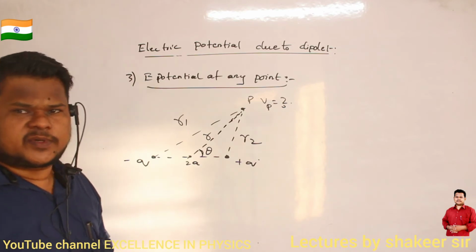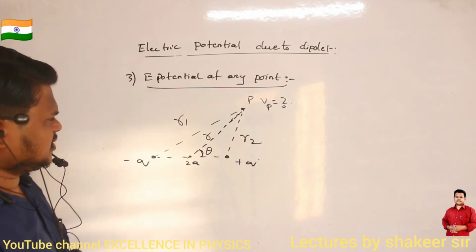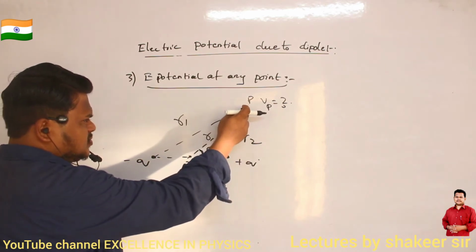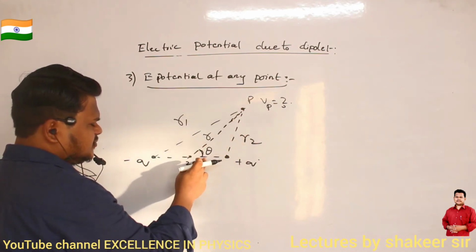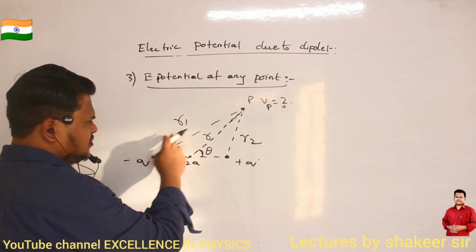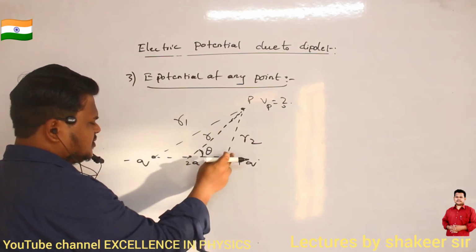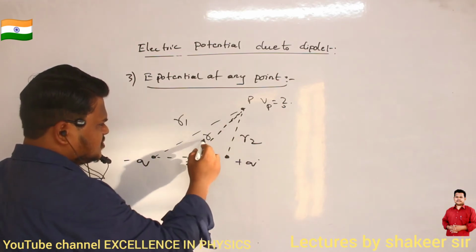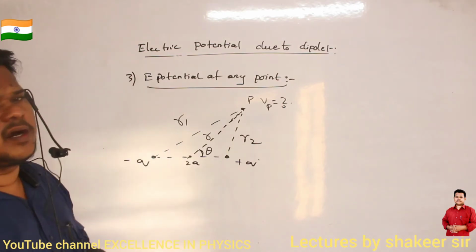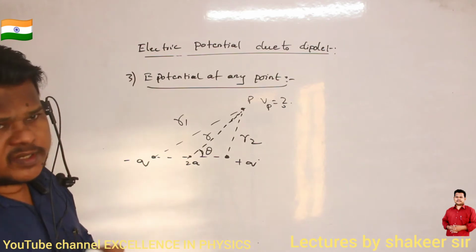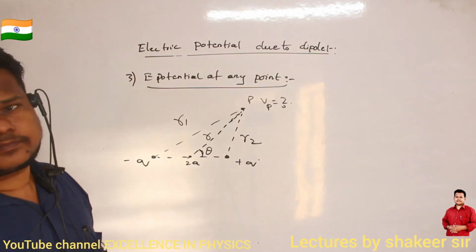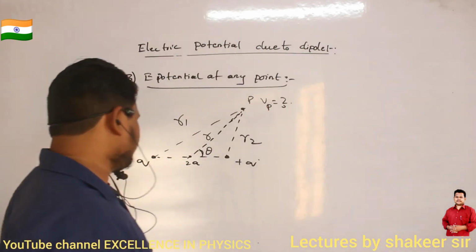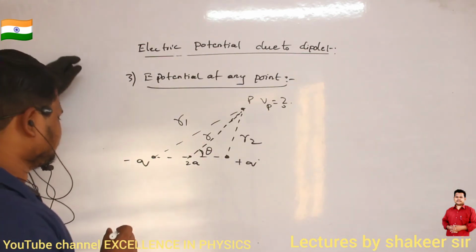Are you able to understand where we are calculating the electric potential? We are calculating electric potential at any point. The center of the dipole is making an angle of theta. From minus q it is at a distance of r1, from plus q it is at a distance of r2, and from the center of the dipole, this distance we have assumed to be r. Now can you say how can I do the calculation? Can you say? So potential due to negative charge is how much?